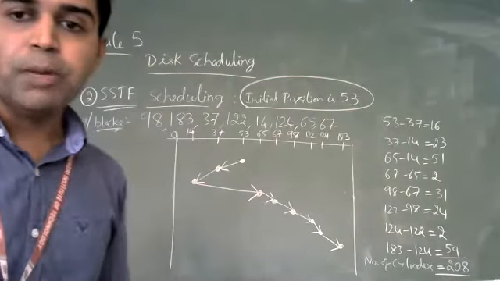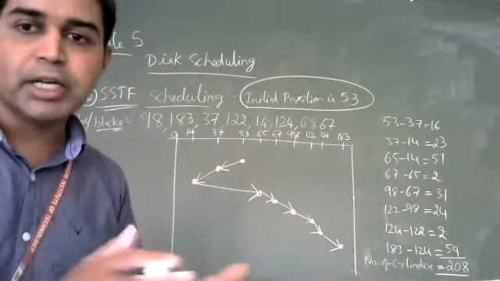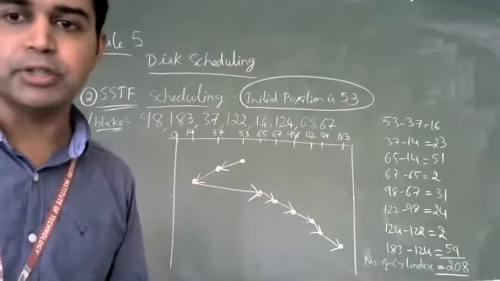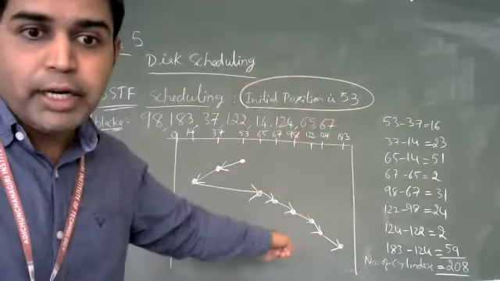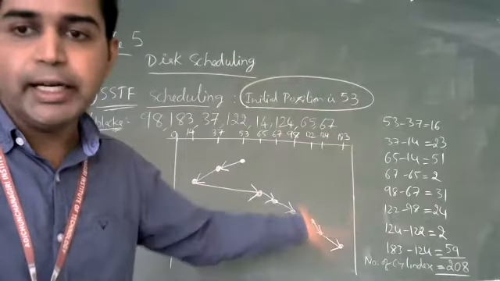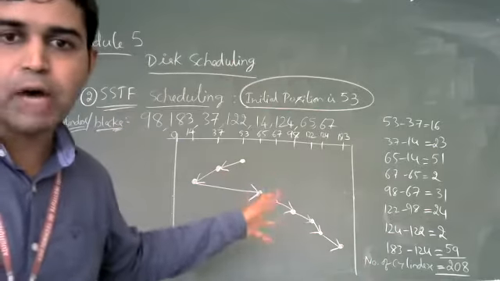Okay. So when you apply shortest seek time first for the problem, the number of cylinders will obviously be reduced. In the previous scheduling algorithm, it was 640. Now it has been reduced to 208 cylinders. So, clear with this? Hope you understood how we have solved this one.